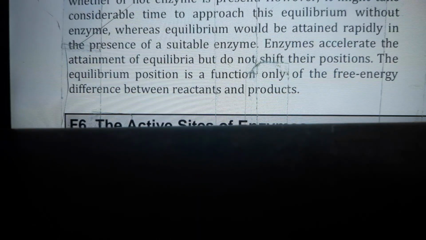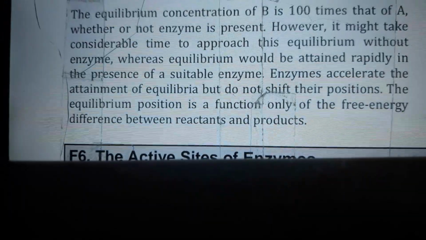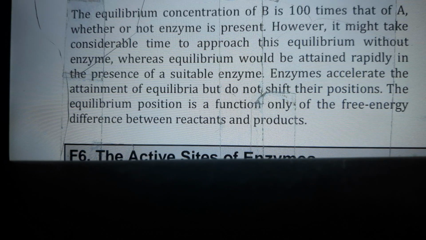However, it might take considerable time to approach this equilibrium without enzymes, whereas the equilibrium would be attained rapidly in the presence of a suitable enzyme. Enzymes accelerate the attainment of equilibrium, but do not shift the position. The equilibrium position is a function only of the free energy difference between reactants and products.